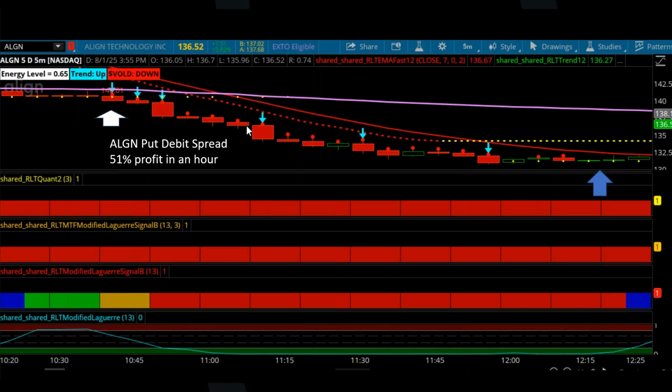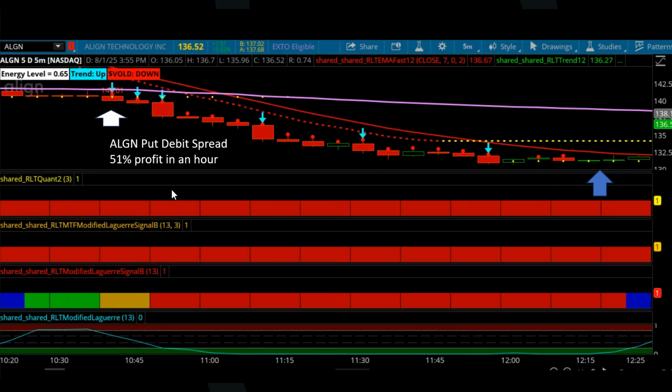So we took it, but it moved down so much that we get out right here. We were up 51% profit in an hour. And even though it was meant to be a swing trade, if I'm up 51% on a trade in an hour, I'm taking the money. I'm going to take the money.